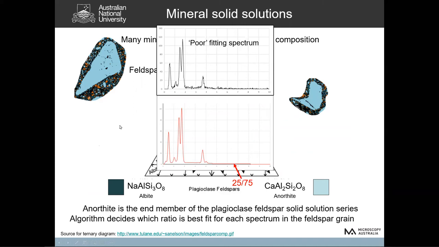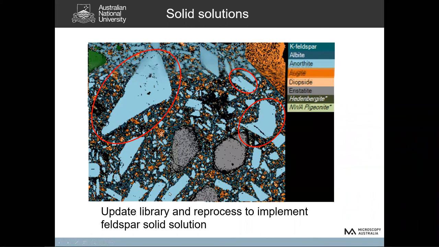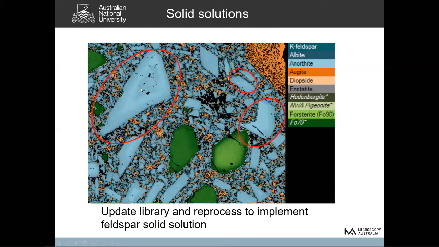So if we now include the system to allow a solid solution between these two end member phases, then what will happen is that we now have allowed a solid solution here between albite and anorthite. You can actually see the variation in the feldspar grain in the actual image.